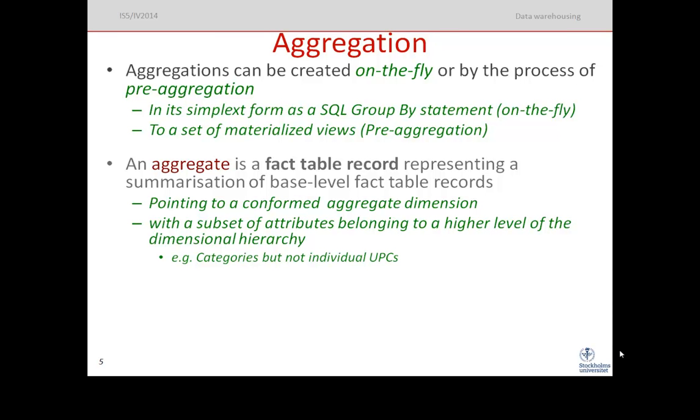So, for example, in a base level fact table dimensioned by UPCs, which stands for Universal Product Code, so it's an individual product, right, by UPC level products, individual stores and individual days, then we can imagine the following aggregate records.